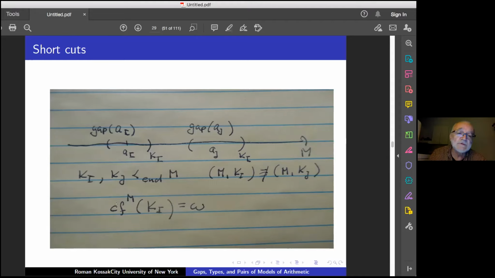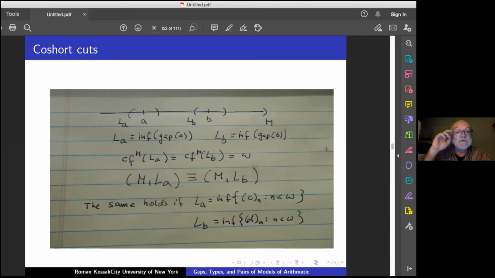But what I also want to add here is that there is this notion of cofinality, but not set theoretic cofinality. This is arithmetic cofinality. I defined it before. And again, this is a property of a cut that's defined in the first order way in the pair. So that will play a role. These particular cuts all have arithmetic cofinality omega in the model M.